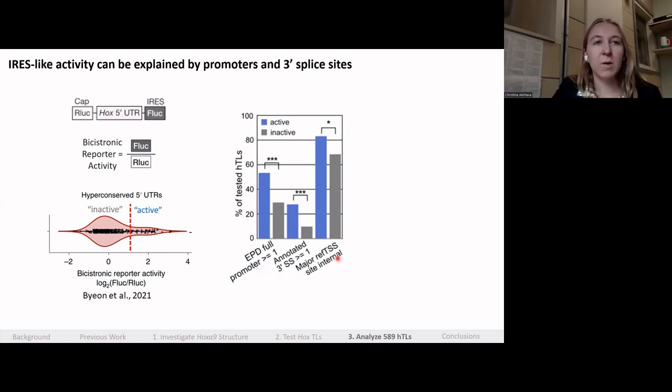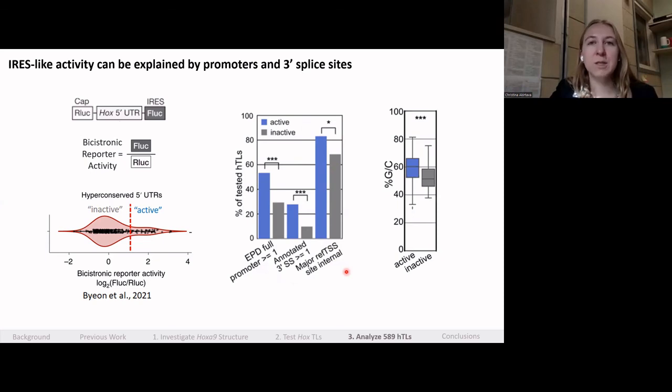This data to the right also shows that many of these active transcript leaders did not have a transcription start site at their 5' end, and instead had a major transcription start site internally. Approximately 83% of the transcript leaders had a major transcription start site within the transcript leader. I also looked at GC content compared from the active to the inactive groups and saw that the active transcript leaders had significantly higher GC content. GC content is usually indicative of promoter elements. Together, this data suggests that the IRESes are actually false positives.